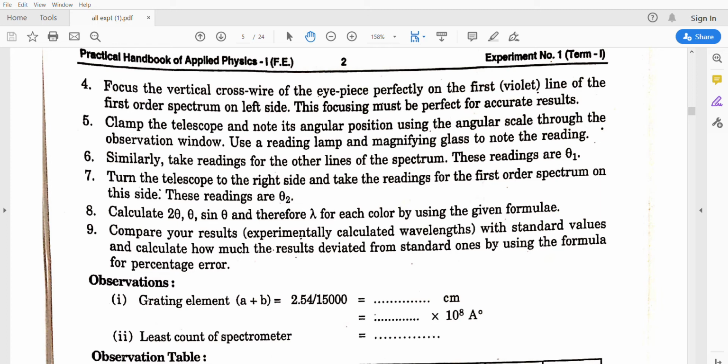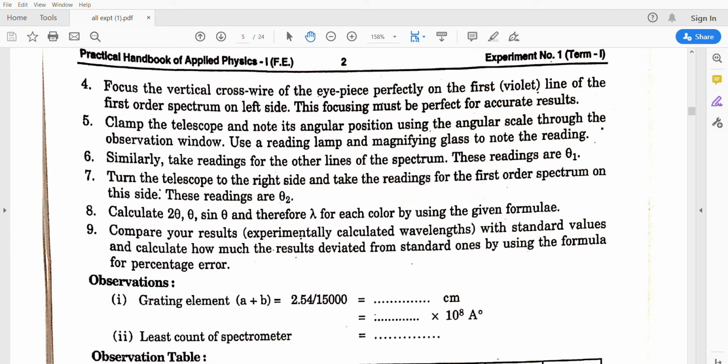Same process for the remaining colors also. Next go for the red color. Next one is you move the crosswires onto the next color. Take the reading on main scale reading and the vernier scale reading, calculate the total reading for the particular red color.